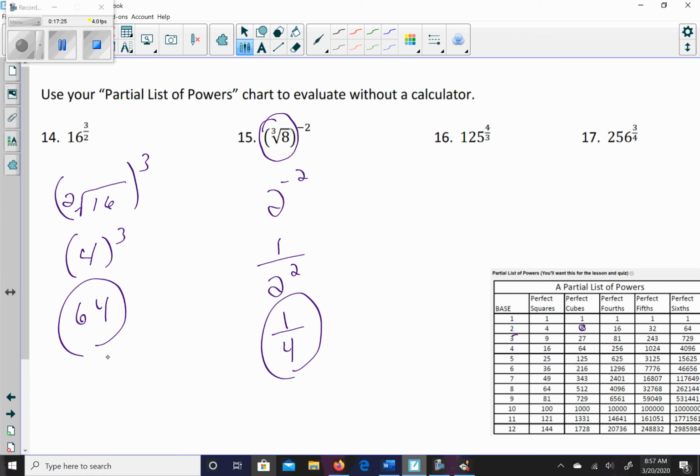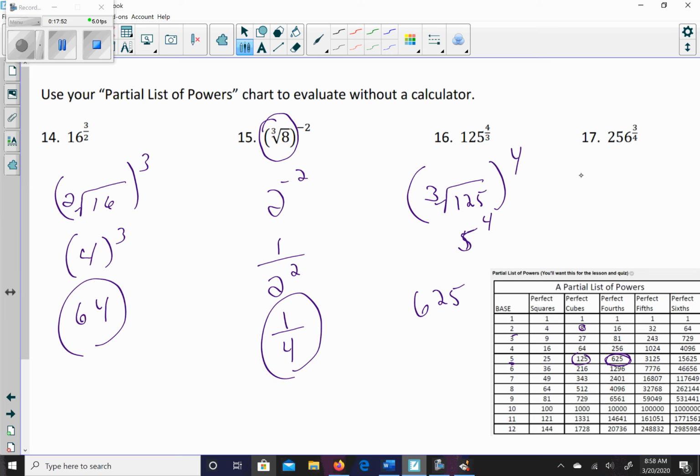The next one, I have 125 to the 4/3 power. So this is going to be the cubed root of 125, and I'm going to raise that to the 4th power. Perfect cubes, 125 is 5. So this will be 5 to the 4th. Then 5 to the 4th power is going to be 625. Again, just having my chart, I don't need a calculator.